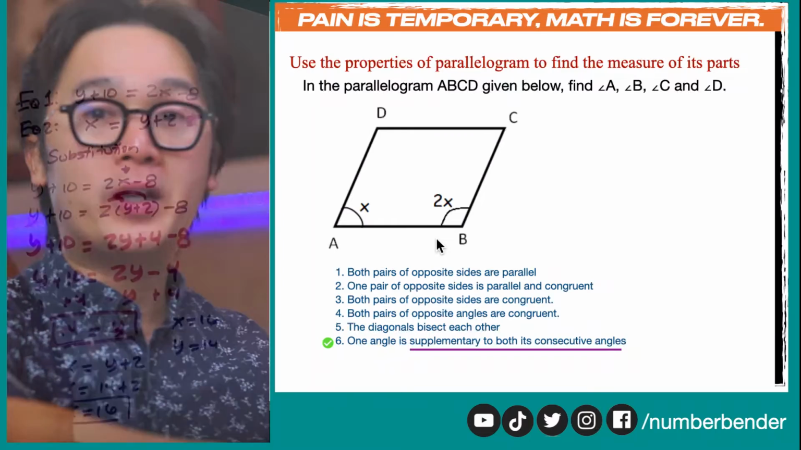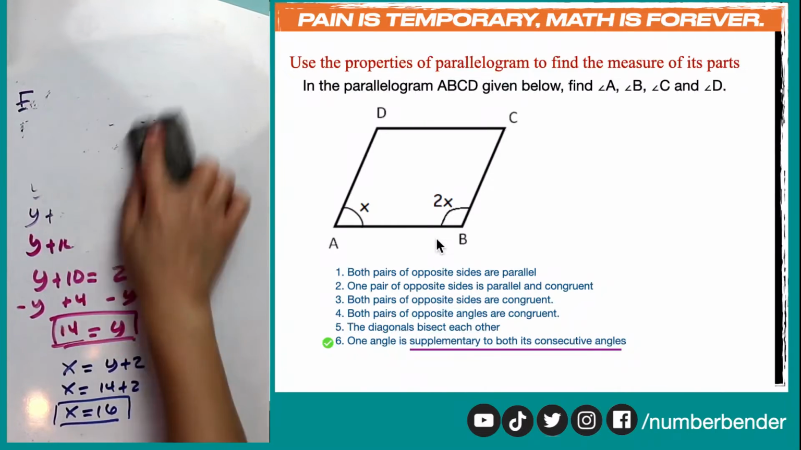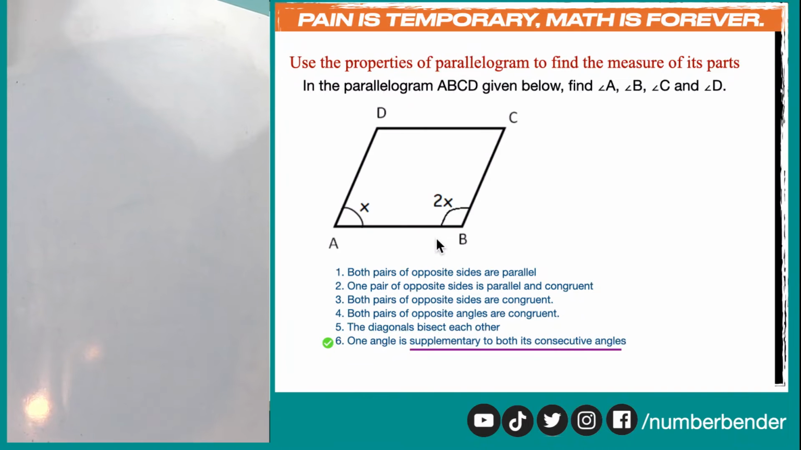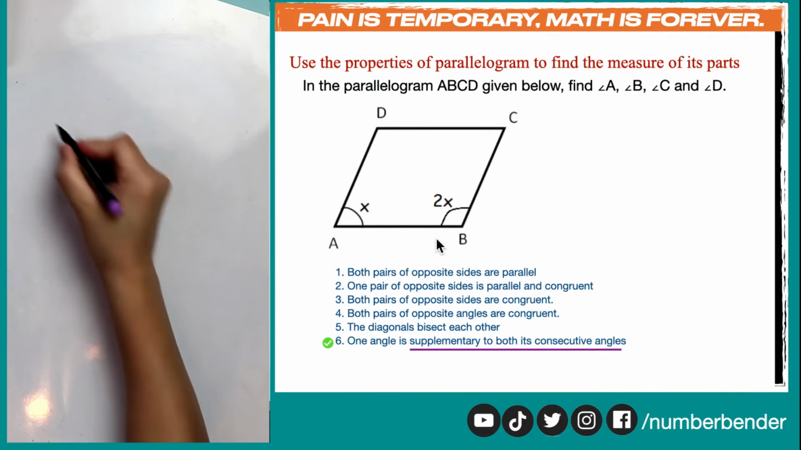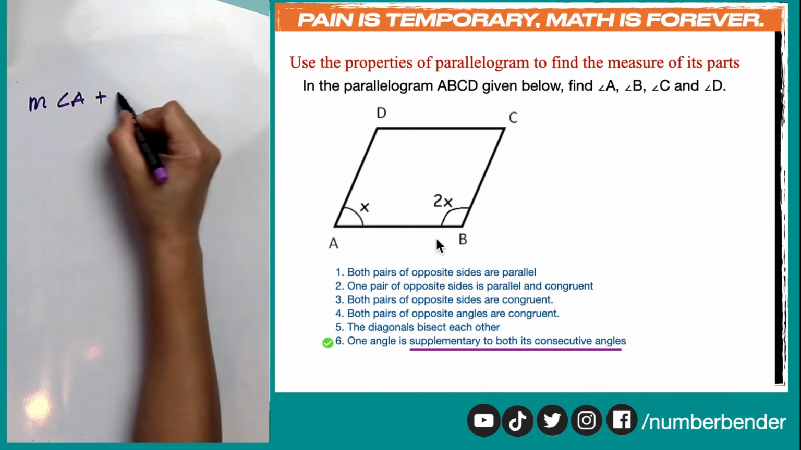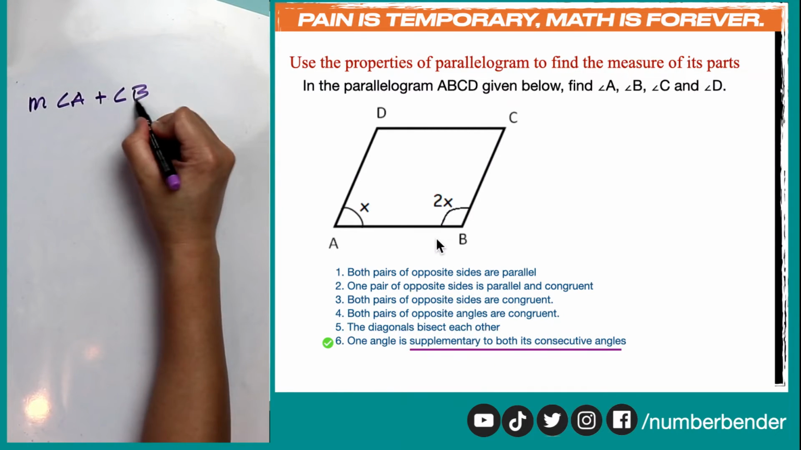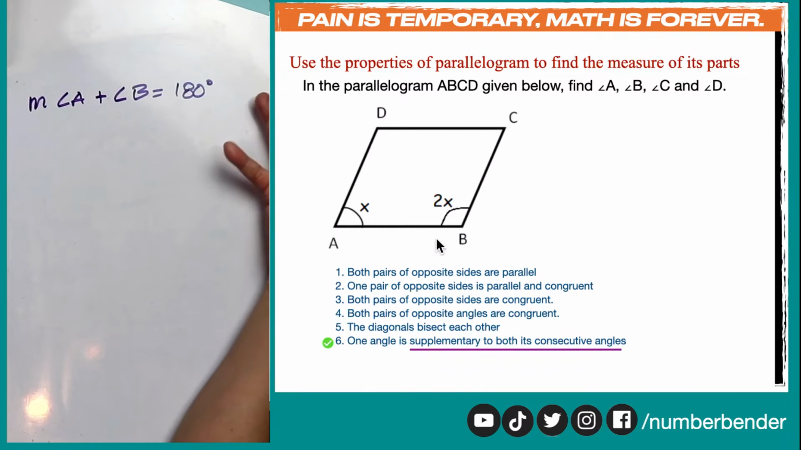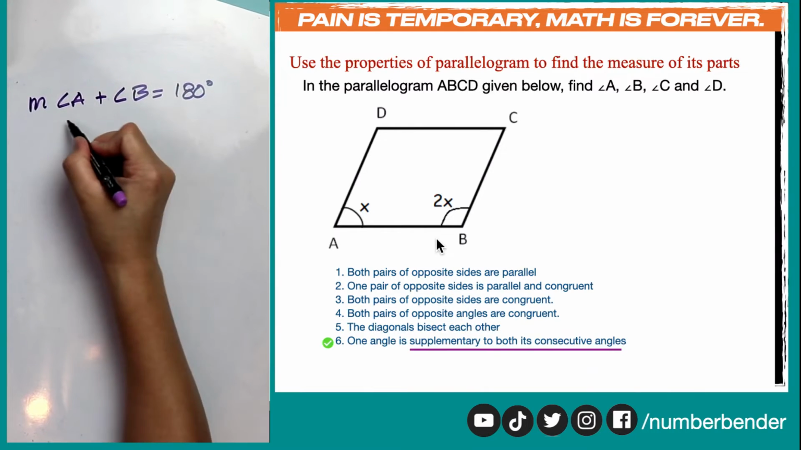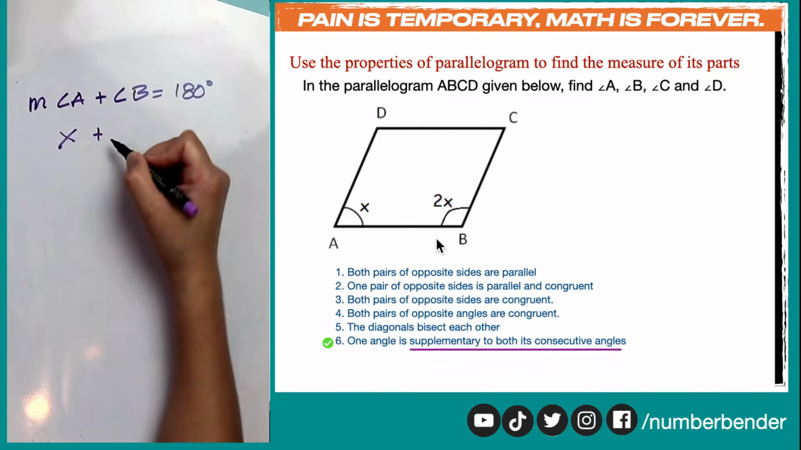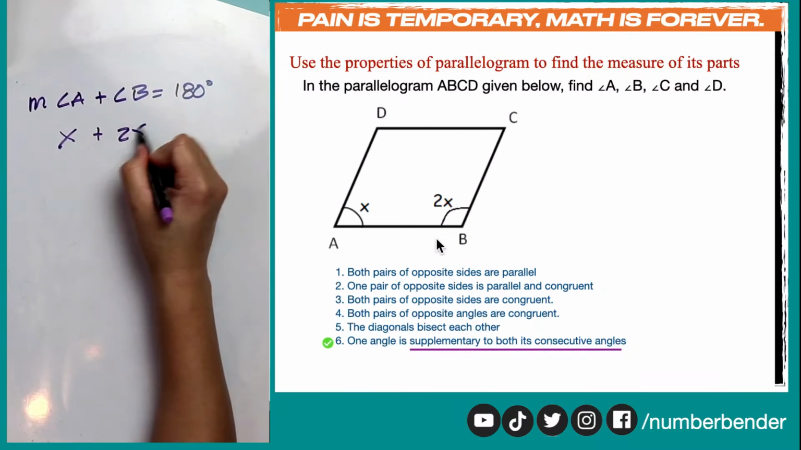So how are we going to use that information to solve our parallelogram? We're going to use condition number 6, so that we know that the measurement of angle A, when we add it to the measurement of angle B, is going to equal 180 degrees, because they are supplementary. And what is the measurement of angle A? The measurement of angle A is x, and the measurement of angle B is 2x.